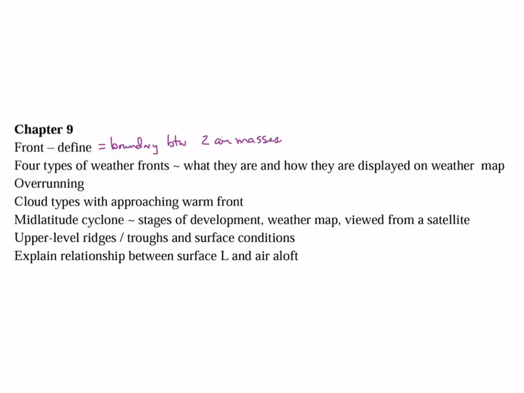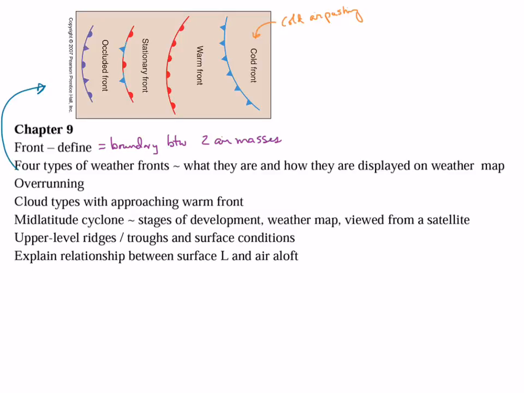So chapter 9. A weather front is the boundary between 2 air masses. And we talked about 4 weather fronts. They're up here. And I went ahead and wrote in orange next to each weather front. Like for the cold one, kind of from right to left, I said there's cold air pushing. And for the warm front, I said there's warm air pushing.